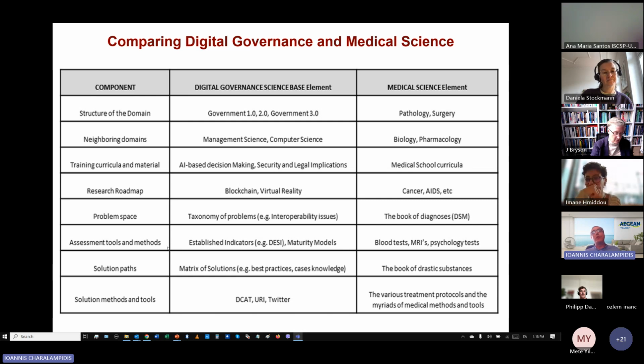So then assessment methods and tools. Yes, like you have the blood tests, the MRIs, we also have a lot of assessment methods, I will show you. Solution path, this is also very important. This has to do with the prescription. Like in medicine, we have the book of drastic substances. It says if you have this problem, and then also you have the protocol of application and so on. We want to make something similar for the digital government space. And finally, a selection of myriads of methods and tools.